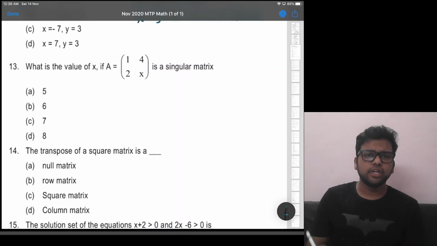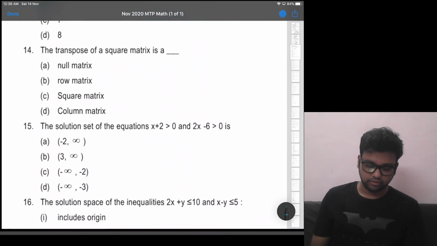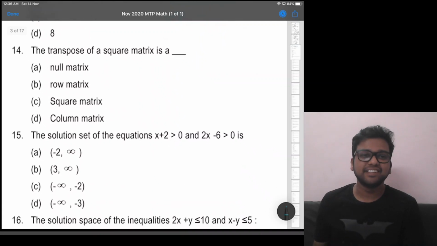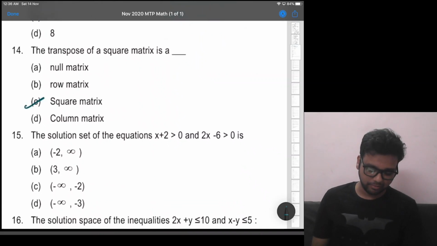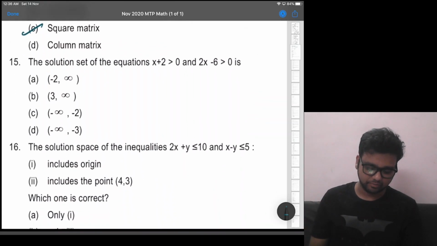13th. What is the value of x if it is a singular matrix? Singular means what? Determinant is 0. How do we calculate the determinant? x into 1 minus 4 into 2, 6 should be equal to 0. That means x is 6. 14, okay, time pass question. Transpose of a square matrix is a square matrix. Because if rows become columns, the square matrix will still remain a square matrix, right?